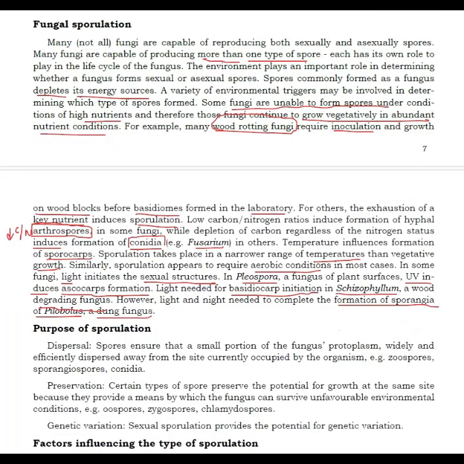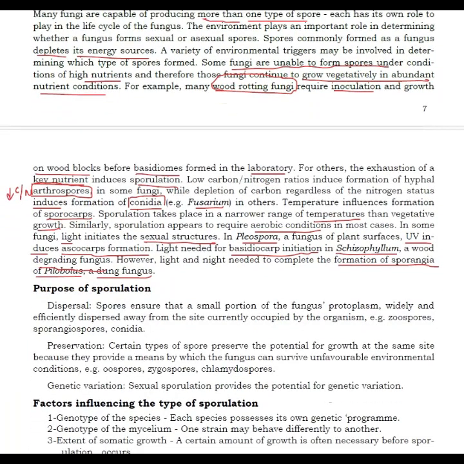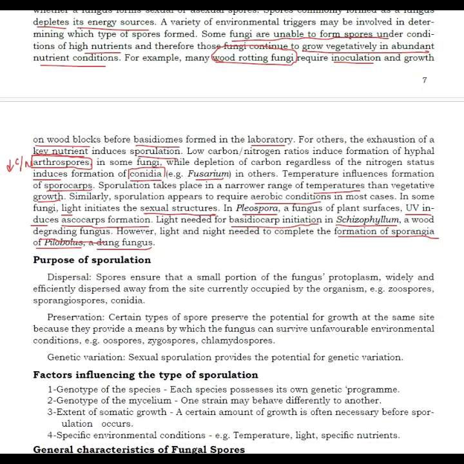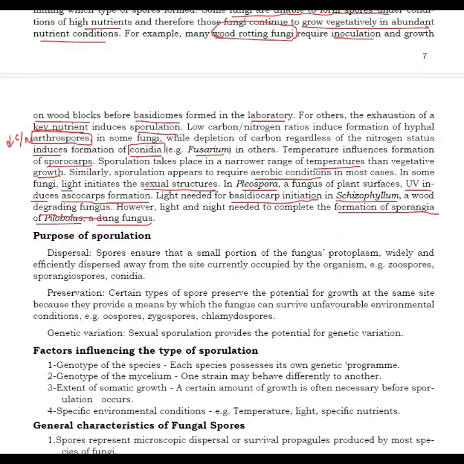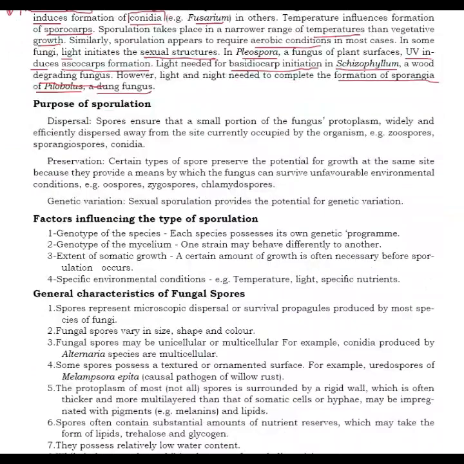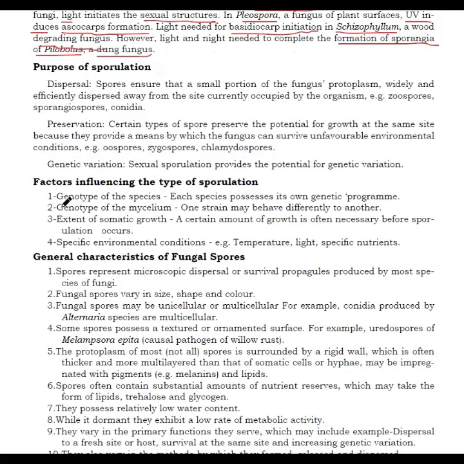We will be discussing all of these in future videos. So in some cases, light is required for ascocarp formation, in some cases basidiocarp formation, and in some cases, light and night both are needed for sporangia formation like Pilobolus. Now, what is the purpose of sporulation? Why is sporulation performed? First of all, dispersal, second, preservation, and third, genetic variation.